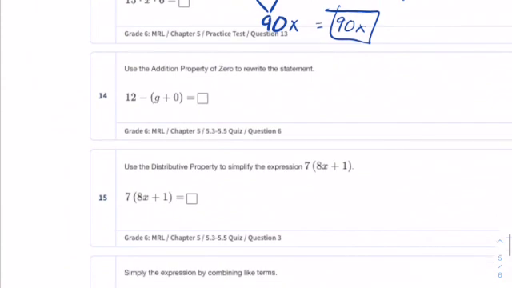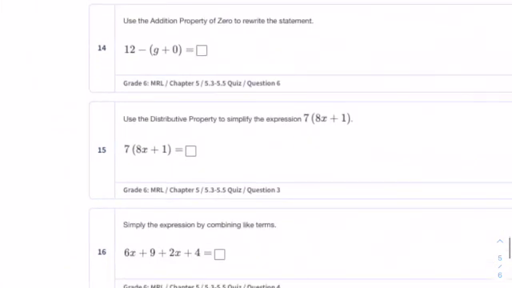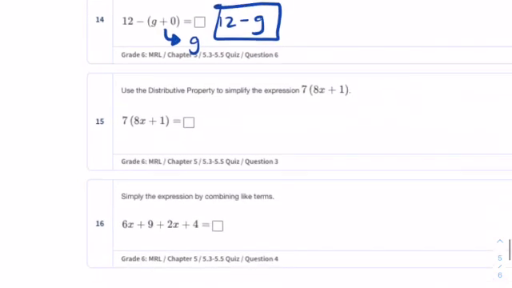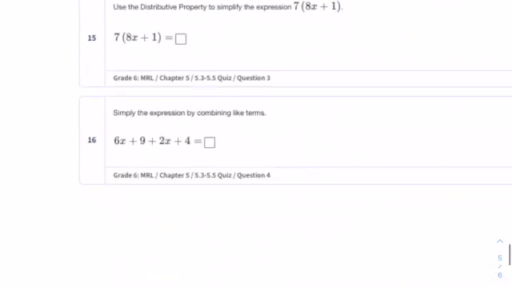Simplified. Number 14. Use the addition property of 0 to rewrite this statement. So the addition property of 0 just tells me that anything plus 0 just stays the same. So I have g plus 0, so g plus 0, it just is g, right? So what I wind up with is 12 minus g. That's what the addition property of 0 would tell me. Number 15, moving right along.